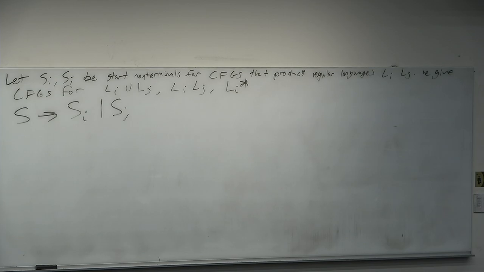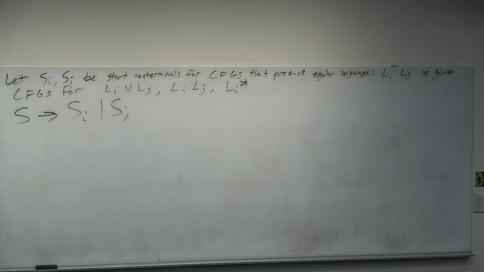S goes to Si or Sj. You add a new start non-terminal. Non-deterministically choose, do you produce Si or do you produce Sj? Si is a start non-terminal for some grammar. Sj is a start non-terminal for some other grammar. You add a new start non-terminal and you produce the union of those two. That will correctly produce anything Si produces or anything Sj produces. So S produces the union, right?